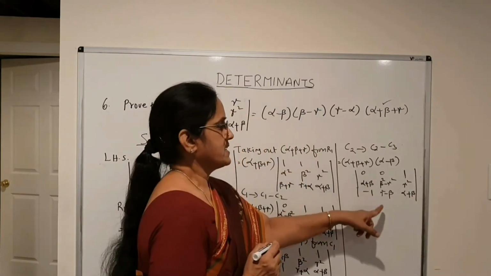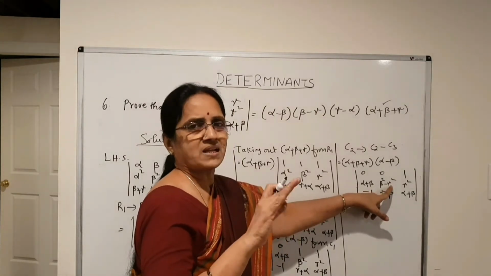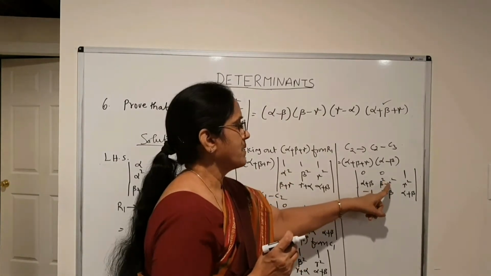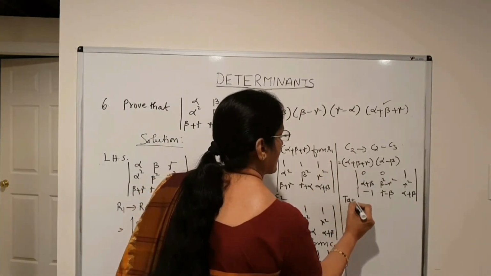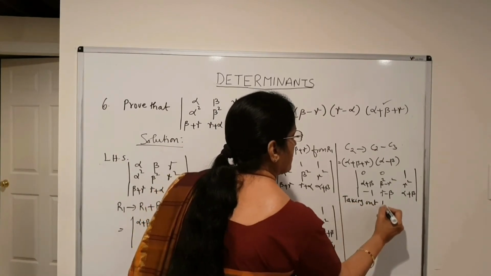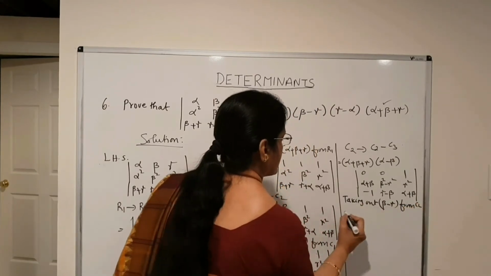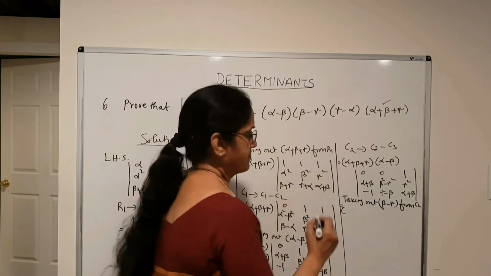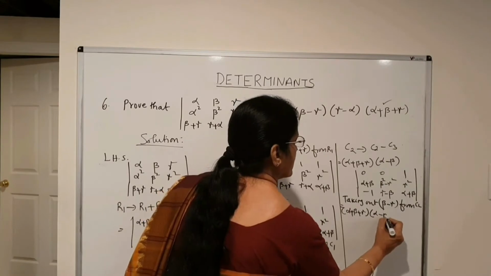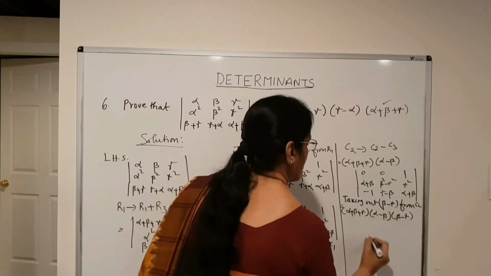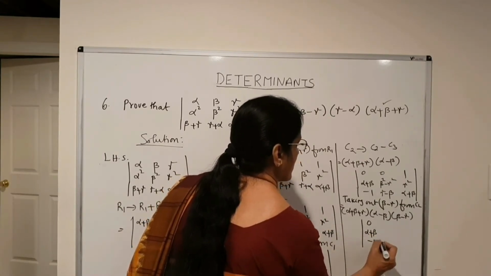Now, looking at it, I can say beta square minus gamma square is nothing but beta plus gamma into beta minus gamma. So, I can take out beta minus gamma from C2. Then your LHS will be alpha plus beta plus gamma into alpha minus beta into beta minus gamma into the determinant 0, alpha plus beta, minus 1, 0.